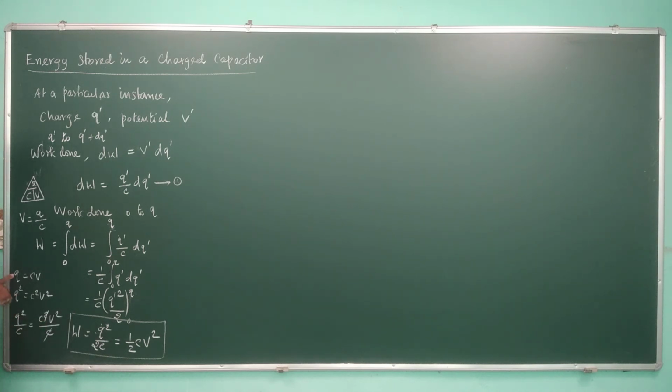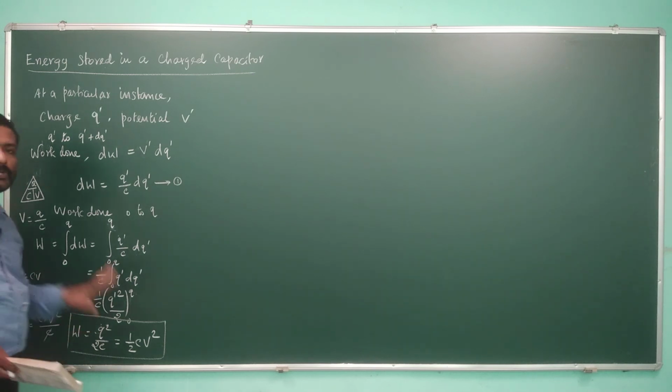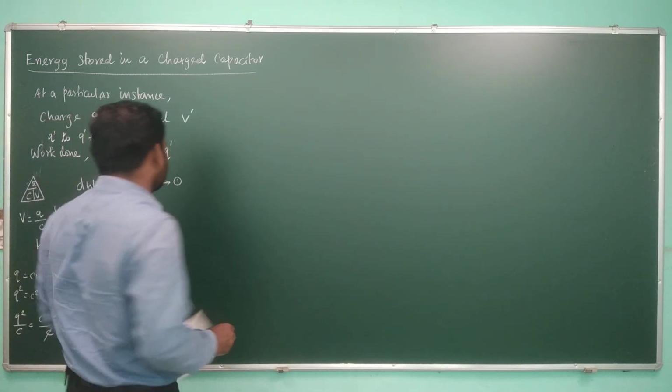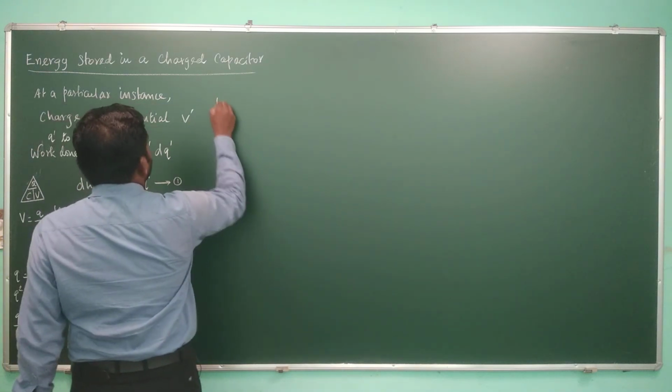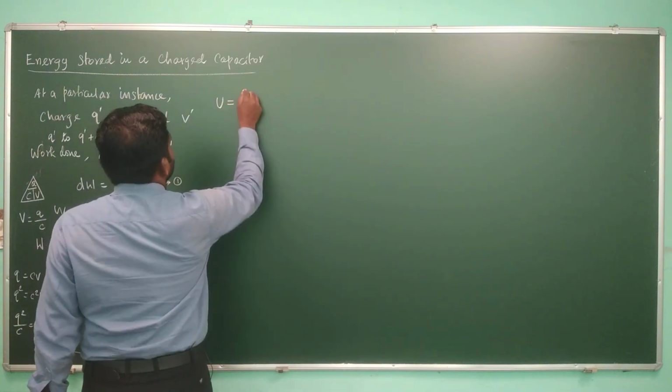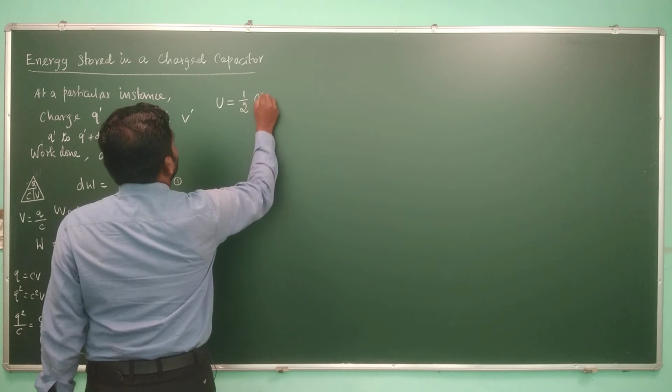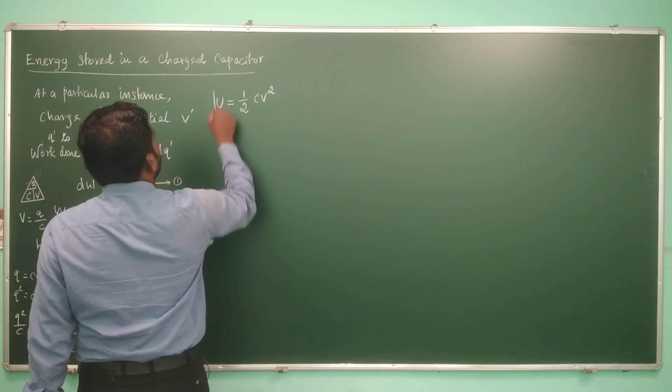Now, Q is equal to CV, so Q square equals C square V square, and Q square by C is equal to C square V square by C, which is CV square. Substitute here and you will get W equal to 1 by 2 CV square. So this W is the work done. This work done is stored as a potential energy in the capacitor. So the energy stored is stored as a potential energy which is 1 by 2 CV square.